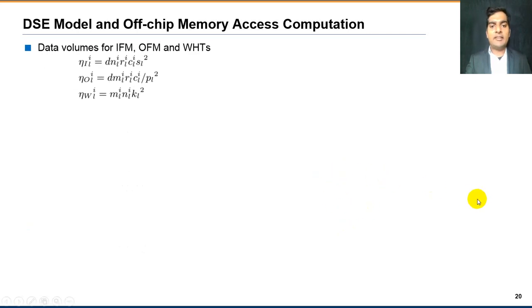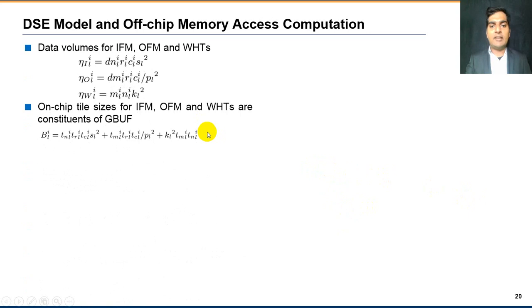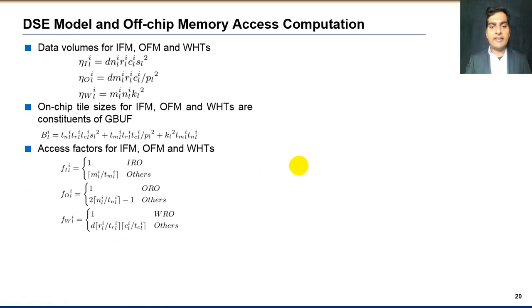Since the global buffer size is limited, only tiles can be brought into the on-chip memory. Therefore, the total memory in the global buffer to store one instance of each of these tiles is given in this equation. Using the layer-wise data volume and tile size parameters, we can compute the off-chip memory access factor, the number of times a tile of data is required to be shuttled for each of the input feature map, output feature map, and weight. These access factors depend upon the data reuse strategy being employed and are given by the following relations.